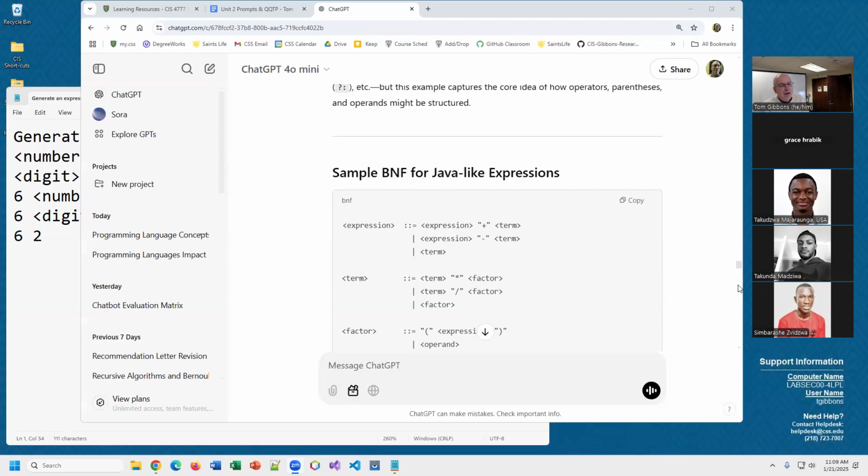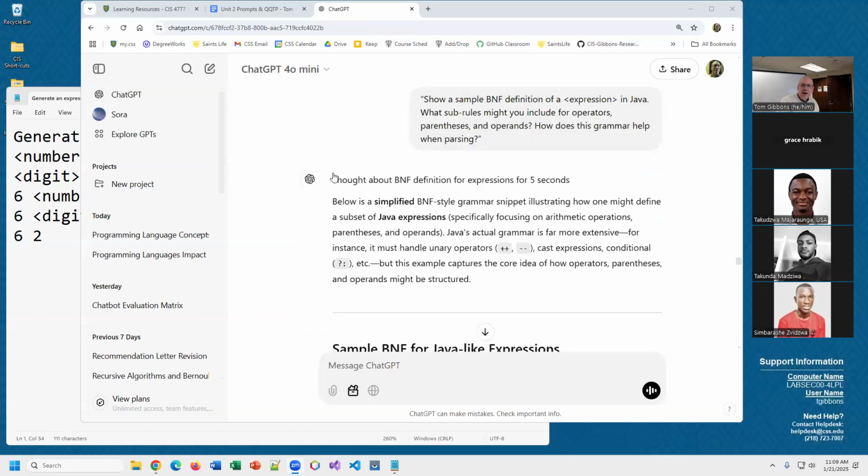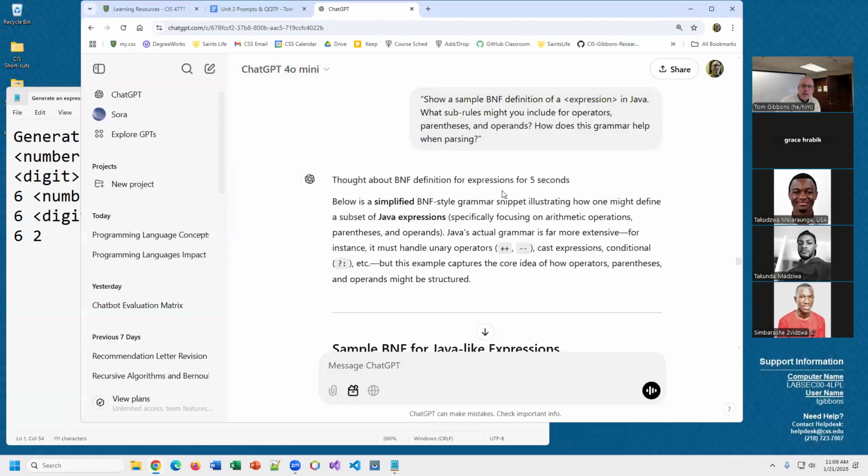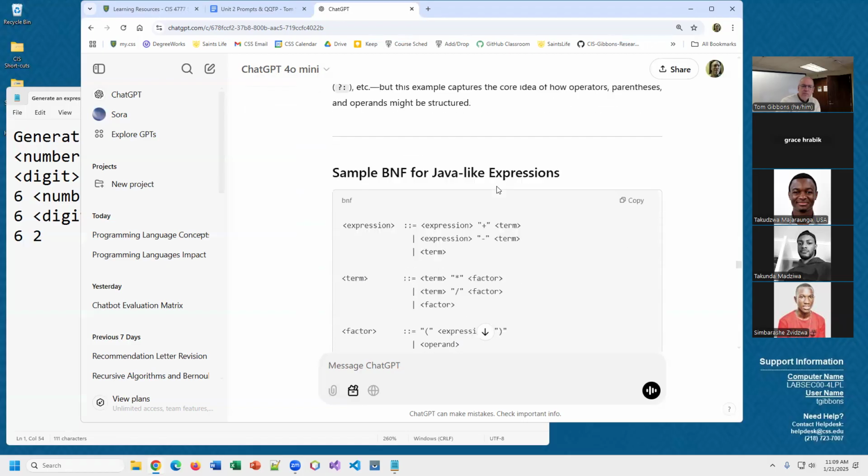I find that depending on which AI system I use, some of them make mistakes more often. So right now I'm using ChatGPT 4.0 mini, which is relatively fast, but it's 4.0, so it's pretty good for reasoning. In fact, whenever I generate stuff, it'll tell me it thought about this for like 20 seconds or 5 seconds or something. So it does more than just a standard language model where it just generates text. So it seems to be doing okay.